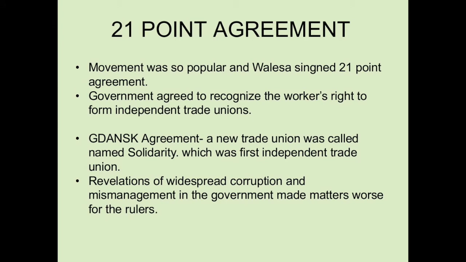They made 21 points or agreements. There was a 21-point agreement. Now let's look at what they were. The movement was so popular and Wałęsa signed the 21-point agreement. The government agreed to recognize the workers' right to form independent trade unions. The Gdansk agreement meant there was a new trade union, named Solidarity, which was the first independent trade union. And the revelations of widespread corruption and mismanagement in the government made matters worse for the rulers.